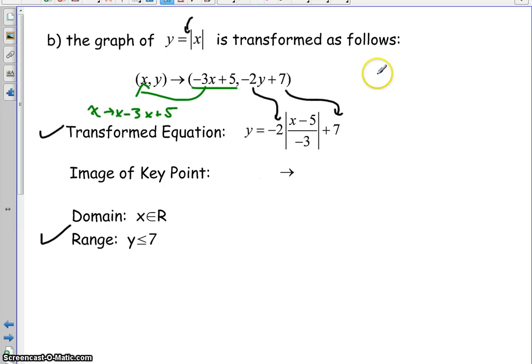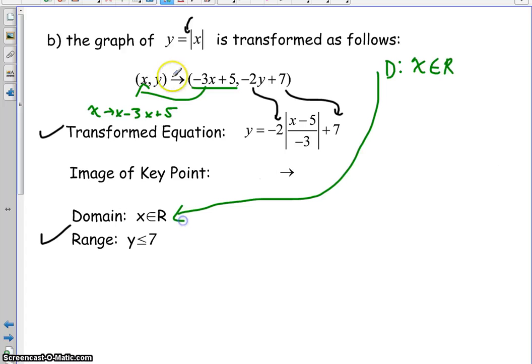Okay, so then the domain of my parent function is x is an element of the real numbers. So no matter what transformations happen here, that's not going to change. That's going to become my domain of my transformed function as well. And for my range, my original range is y is greater than or equal to 0. So if I substitute 0 into this mapping rule for y, negative 2 times 0 plus 7 is positive 7. But you see with this negative here, I've had a reflection, so that will change the direction of the inequality from greater than or equal to, to less than or equal to.